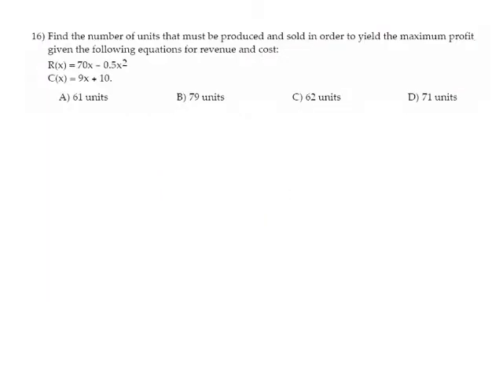Problem 16 is to find out how many units of a product need to be produced and sold in order to yield a maximum profit. The concept here is that your profit, P of X, is equal to your revenue minus your cost. To maximize your profit, you set the derivative of the profit equal to 0, so P prime is equal to R prime minus C prime. If that equals 0, then you want your R prime to equal your C prime.